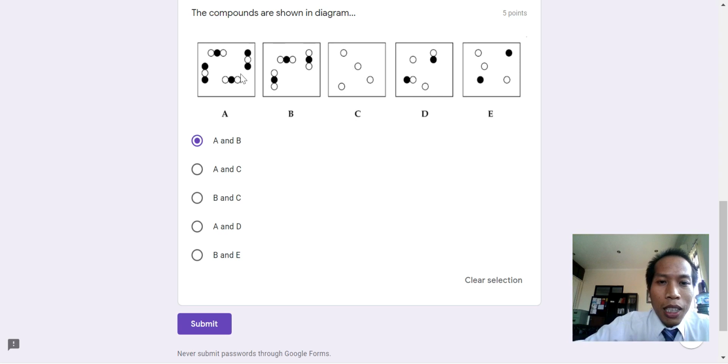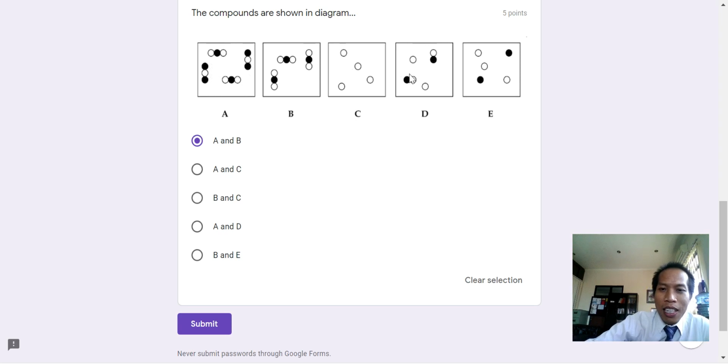But the problem is A looks like it is the same combination, right? But when you see the proportion, it is different. For this molecule, it is 1 black and 2 white. This is also 1 black and 2 white. But here, 2 black and 1 white. So that's why it contains two types of compound. If it contains two types of compound in the same container, then it is not a compound anymore. It will become a mixture also. So A is actually a mixture.